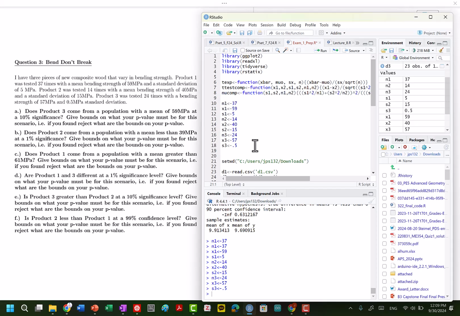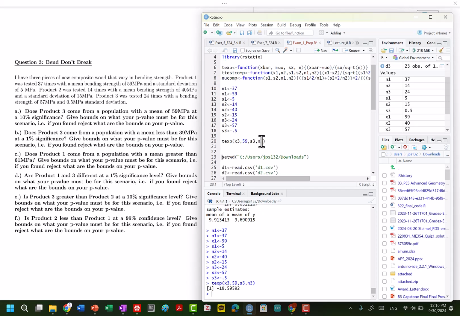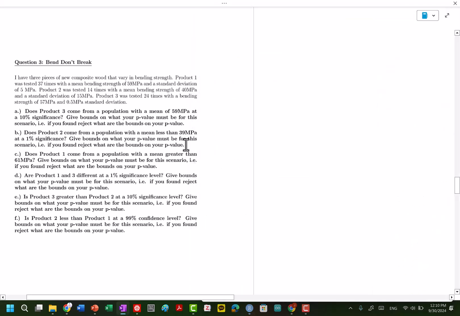Does product 3 come from a population with a mean of 59 megapascals at a 10% significance? So we're going to calculate our T experimental and our T alpha, or whatever our hypothesis testing is. We need our X bar, which is X3. Our mu that we're looking at is 59. Our S is S3 and our N is N3. So this is our T experimental value. It's a negative. So we need to compare.